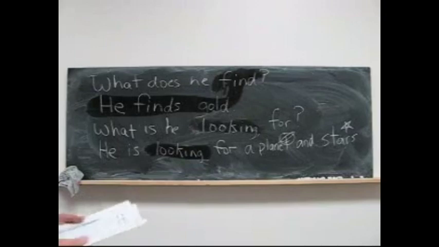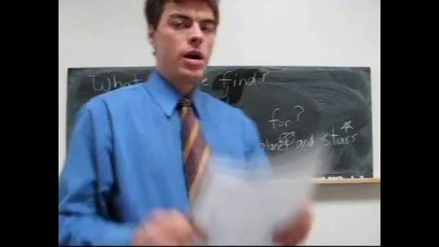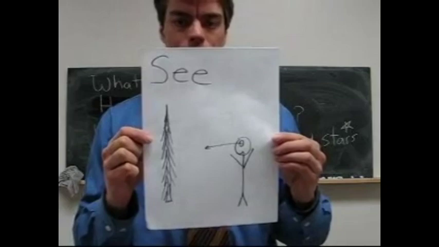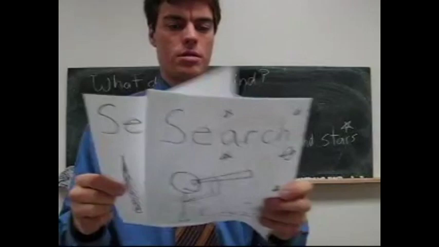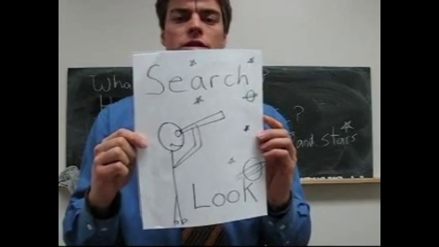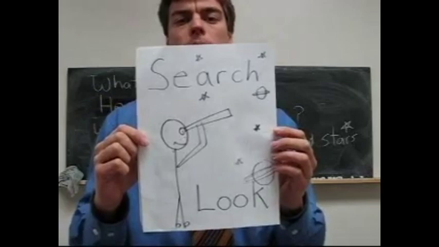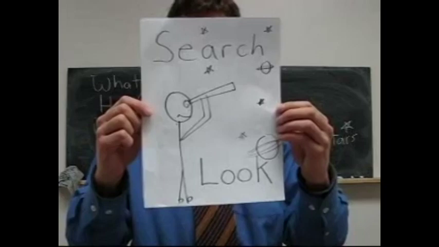So let's review. All right, what does he see? He sees a tree. What is he searching for? He is searching for planets and stars. What does he look for? He is looking for planets and stars.